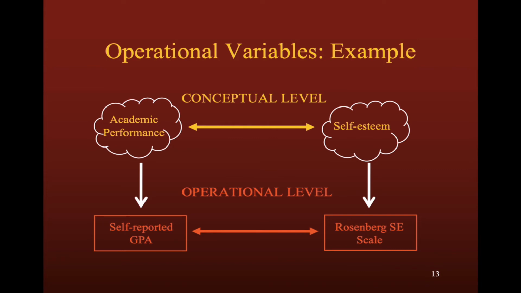So for performance, you can look at their GPA, right? Or you could look at the teacher's evaluations of the student, right? For self-esteem, you can give them a self-esteem scale like the Rosenberg self-esteem scale, which is a global measure of self-esteem. Or you can have more specific measures of self-esteem looking at academic self-esteem. It gets at how good they feel about themselves in regards to academics. But the idea here is you have to find some way to take that broad conceptual variable and operationalize it in a way that you can then measure it in a study.